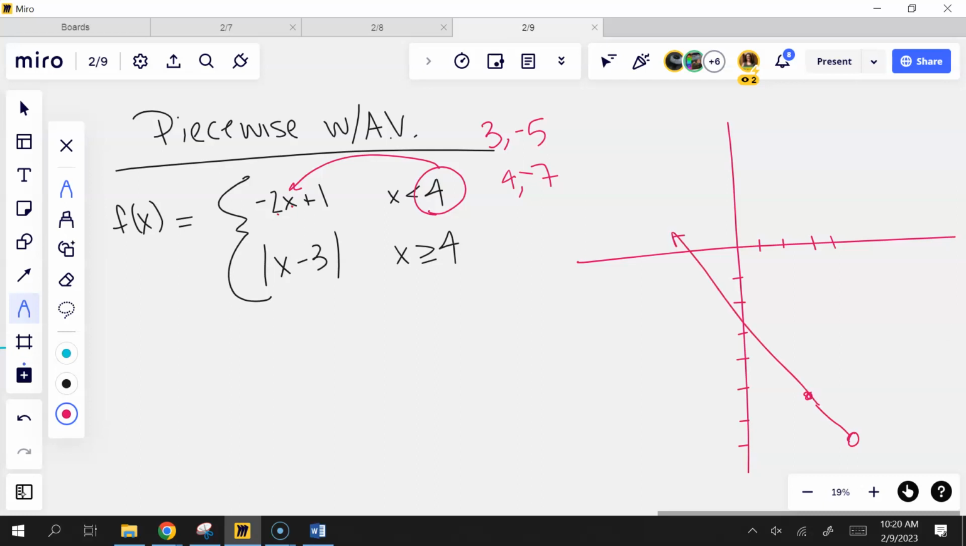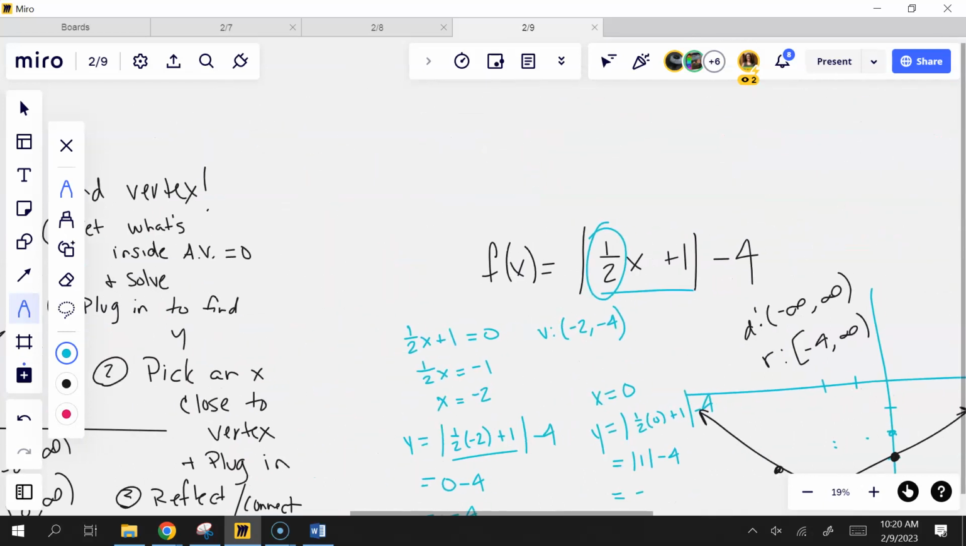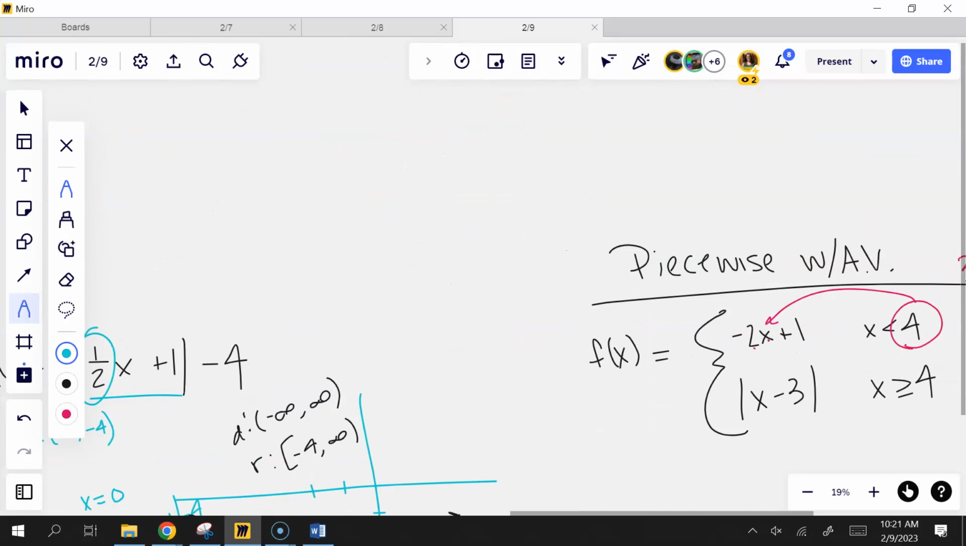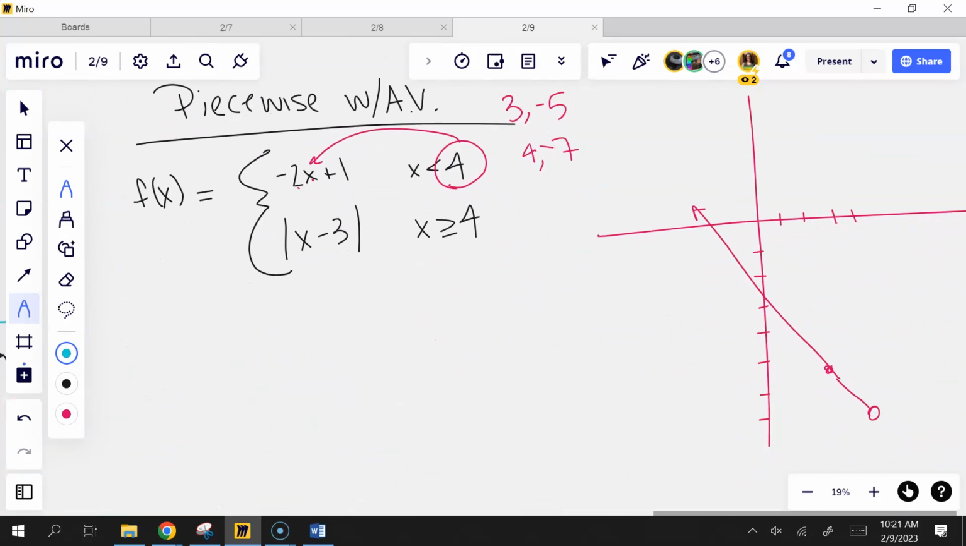Now comes the new part. Here's what I have to think about as I look at piecewise with absolute value. What's the important part of the absolute value graph? What's the most important part, do you think? There's one point that's probably more important than everything else right now that you know of. In general, looking at the absolute value, what's this important part? That vertex, right?